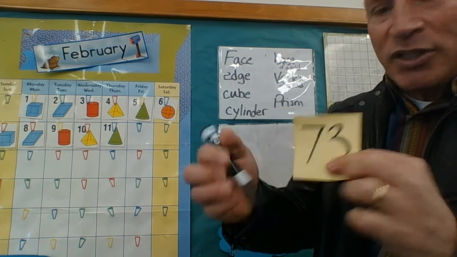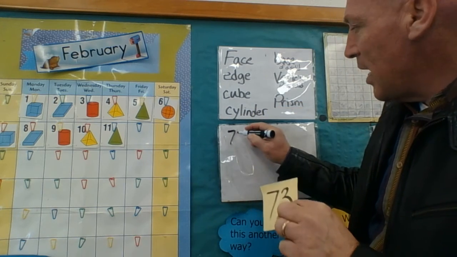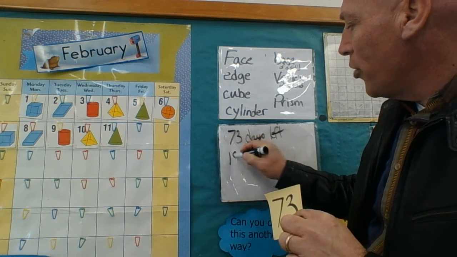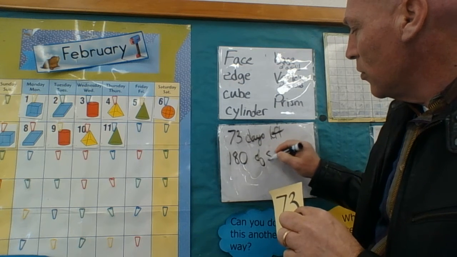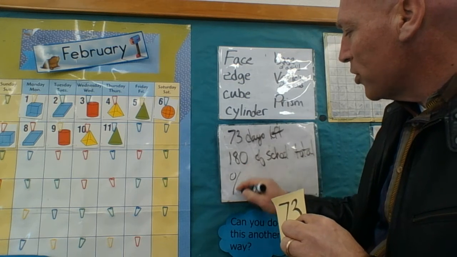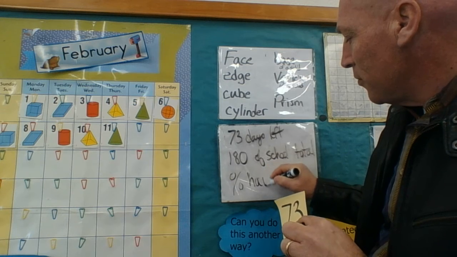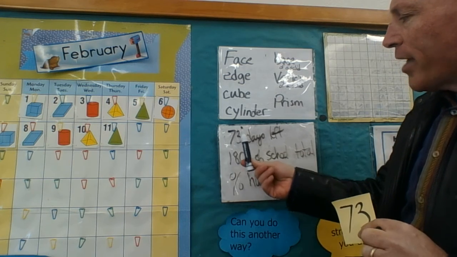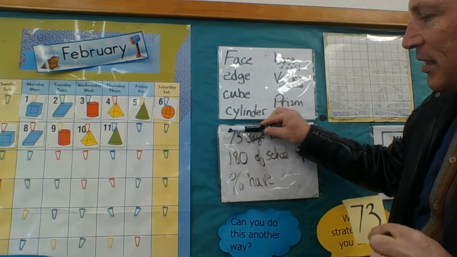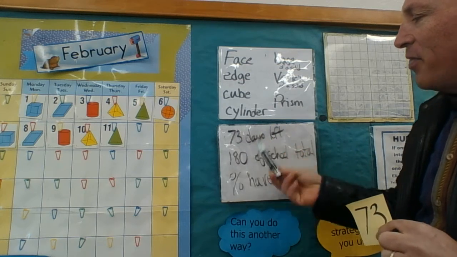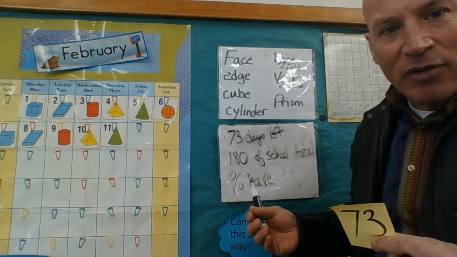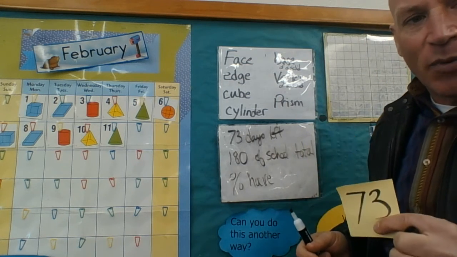So I know that the question was, there are 73 days left of school. I know there are 180 days of school total. And the question is, what percent did we already have? Now, I could make a fraction, 73 out of 180, and find out what percent 73 is out of 180, and that would give me the percent of school that we have left. And then I could take that percent and subtract from 100, but I'm going to do it a different way today.